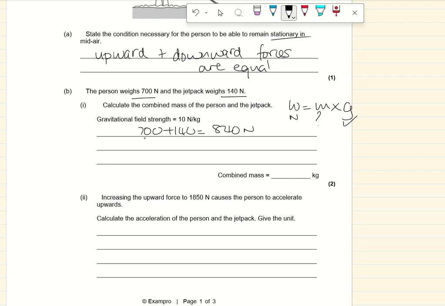Okay. So we substitute it in. 840 is equal to the mass times 10, because it tells us in the question to use 10 as our value for gravity. So 840 is mass times 10. If I divide both sides by 10, I'm going to get the mass to be 84. Okay, so we're bringing in that weight and mass and gravity as well.